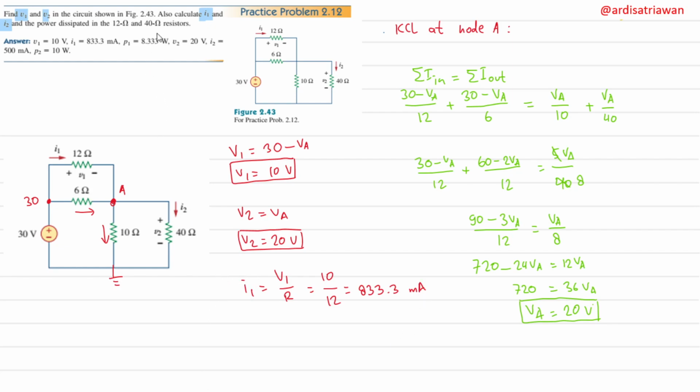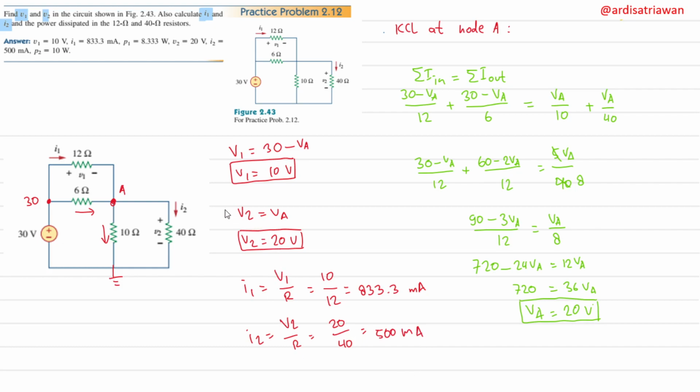And then for I2 is just V2 divided by R, and our V2 is 20, and the resistance here is 40, so it is half ampere or 500 milliampere. Okay.